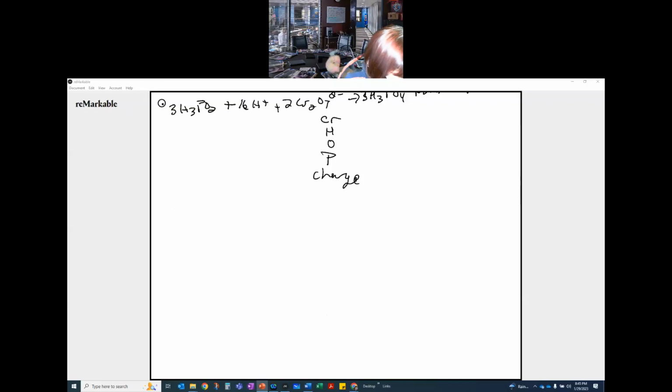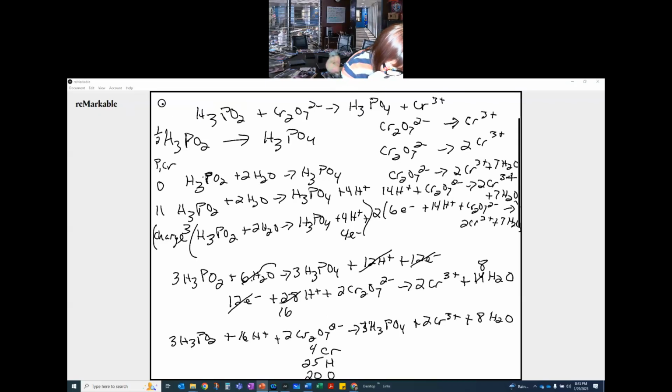Okay, so I have 3 times 3 is 9. 9 and 16 is 25 hydrogens. I have 4 chromium. I have 14 oxygen from the chromium. 14 and 6 is 20 oxygen total. And then I have 1 P. And my net charge, 16 plus minus the 4, is going to give me 12 plus. When I look at the other side, it's a little more complicated because I need to move things.